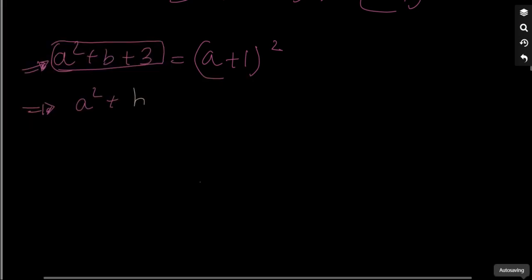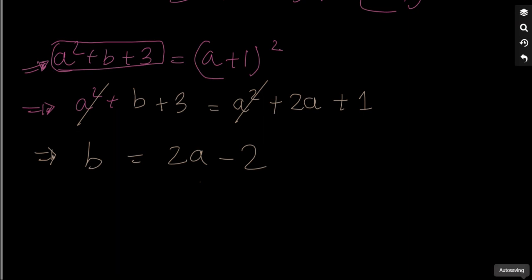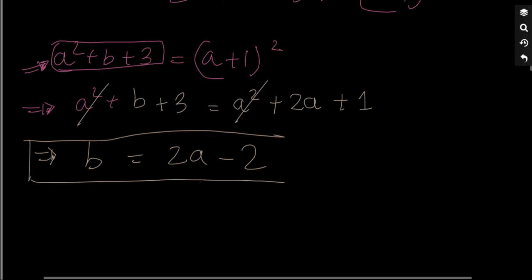A square plus b plus 3 equals a square plus, what is going to be? 2a. Sorry, 2a plus 1. What's next? Okay, just eliminate these things, and what we got at last? We got that b equals 2a minus 2. Yes, this is minus 2. So this is what we have just got.